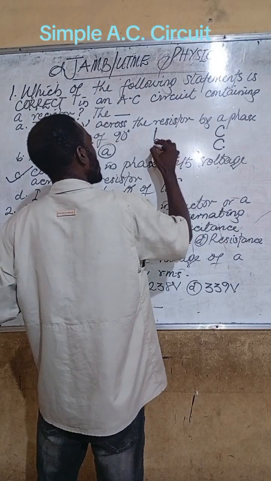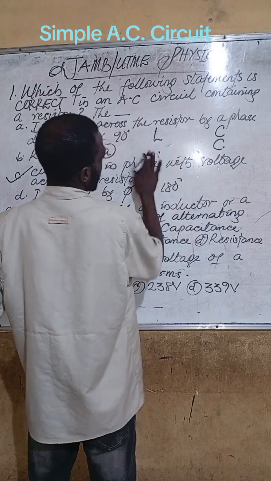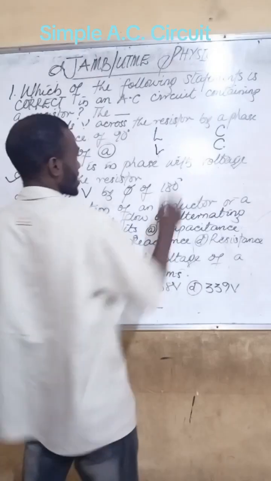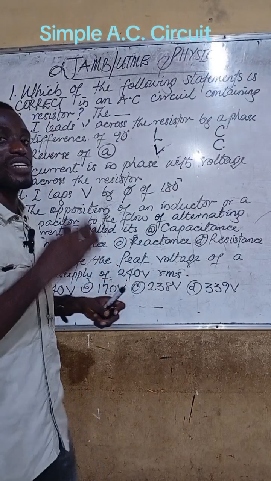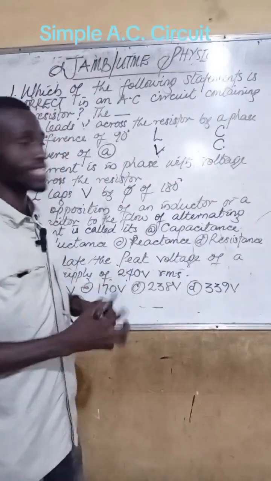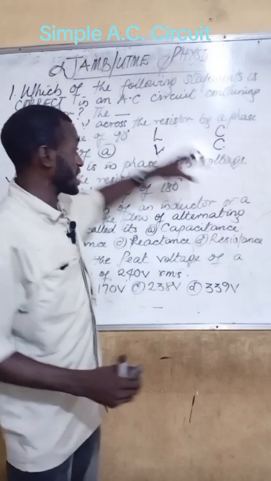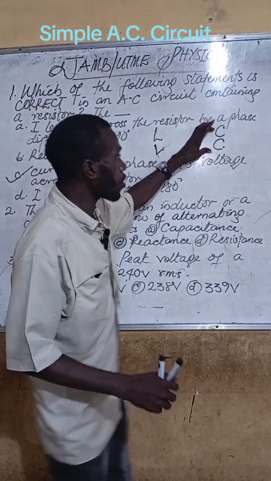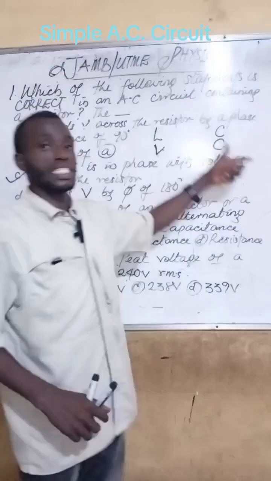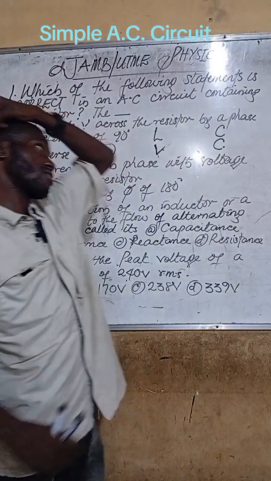For an inductor, you see that if I turn L, it will look like V, right? So that's how to remember. The voltage will lead by 90 degrees. Voltage leads current by 90 degrees in a purely inductive circuit. Current leads voltage by 90 degrees in a purely capacitive circuit.